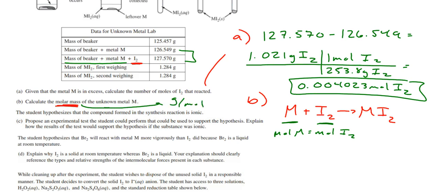Okay? Where do I get the grams? The grams are from my table. Right? Here's M. What do I want to get rid of? Mass of beaker. Because if I subtract the mass of beaker out of there, I'm left with M. So there's two parts to this. There definitely are. So I need to also do that.